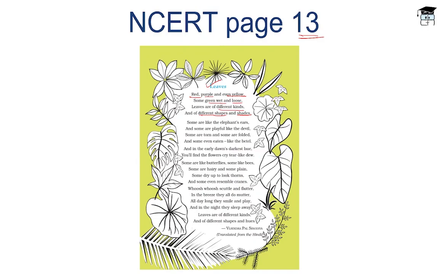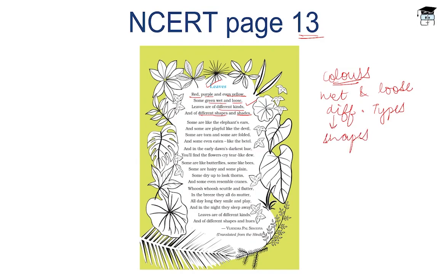Now Didi is saying in the first paragraph that leaves are of different colors. Okay, first she is talking about colors. What colors? Red, purple, yellow and green. Okay, and then she says that they are wet and they are loose. Okay, then she says that they are of different kinds. That means they are of different types. Okay, what are the different types of leaves? How are they different? Because they have different shapes and they have different shades. That means they have different colors.